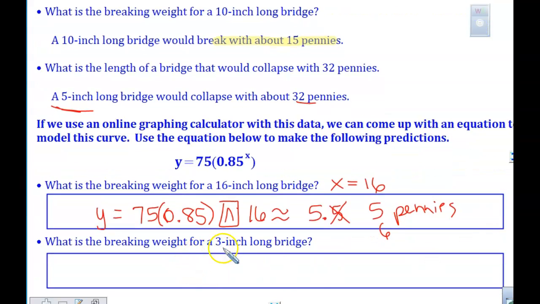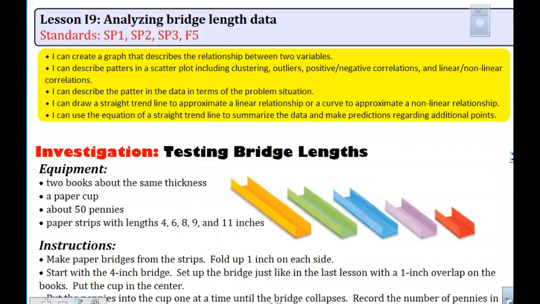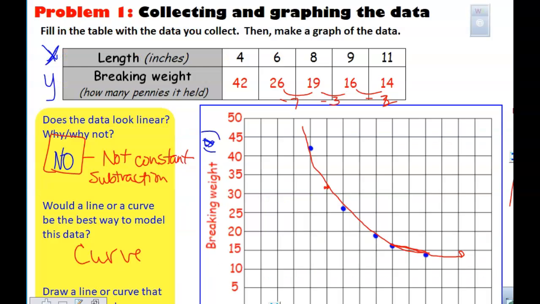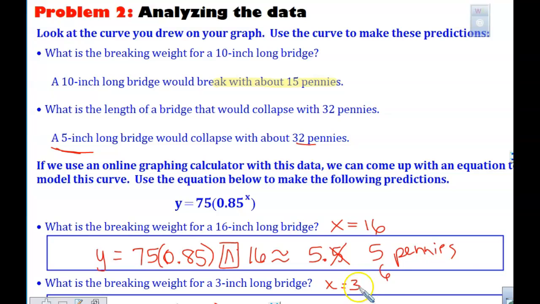It now says, what if it's a 3-inch bridge? Do you think 3 inches is holding more than the 4-inch, looking at your graph from before? We would think so. Let's put that in our equation: y equals 75 times 0.85, raised to the 3, because x is equal to 3. Remember, our 4 held 42, so we should have more than 42.